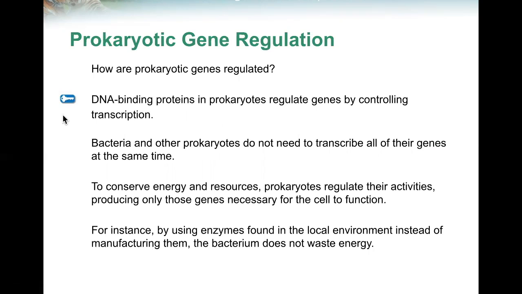DNA binding proteins in prokaryotes regulate genes by controlling transcription. Bacteria and other prokaryotes do not need to transcribe all of their genes at the same time. To conserve energy and resources, prokaryotes regulate their activities, producing only those genes necessary for the cell to function. For instance, by using enzymes found in the local environment instead of manufacturing them, the bacterium does not waste energy.